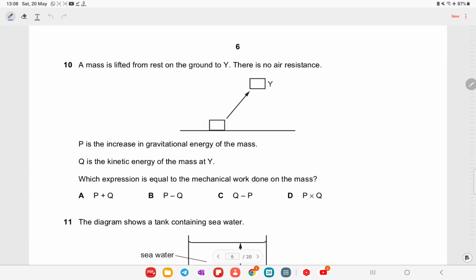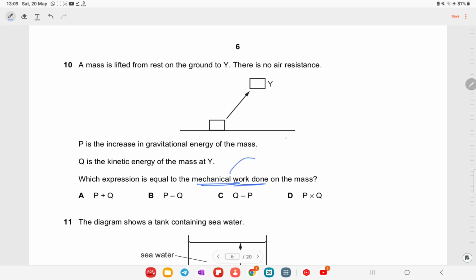A mass is lifted from rest on the ground to Y. There is no air resistance. P is the increase in gravitational energy of the mass. Q is the kinetic energy. Which expression is equal to the mechanical work done by the mass?